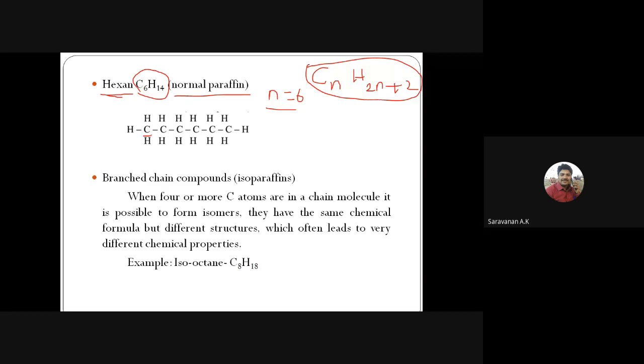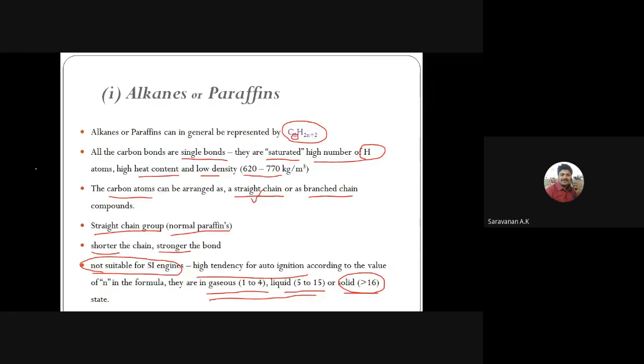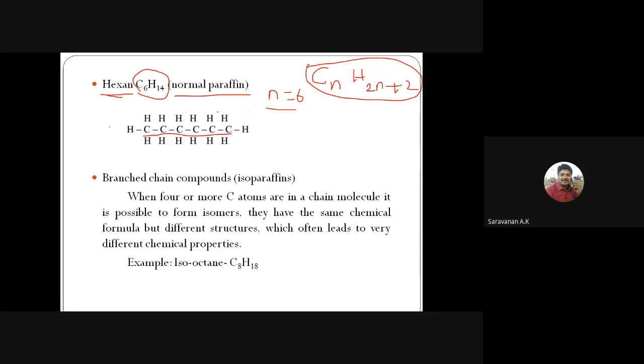Here the carbon atoms are bonded in a straight manner, as shown in the earlier slides. See how the carbon atoms are arranged in a straight chain. It is the symbolic representation of hexane, where C is 6 and H is 14. All the fuels are represented in these manners.